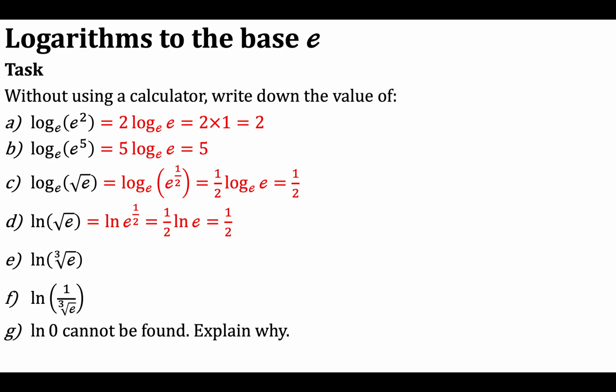Let's look at E now. That's actually the natural logarithm of e to the power a third. And we can deal with it in the same way as we dealt with question D. So the answer there is 1/3. For question F, we've got the natural logarithm of 1 over the cubed root of e. So remember that's the natural logarithm of e to the power negative a third. And again that becomes very similar to all of the other questions. That's negative a third times the natural logarithm of e, which is negative a third.